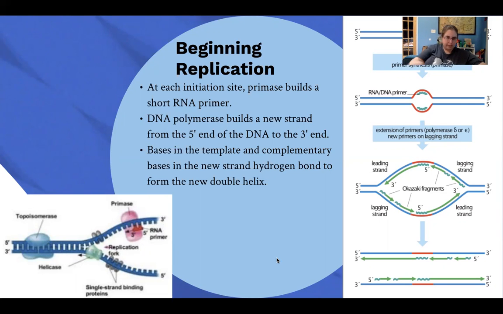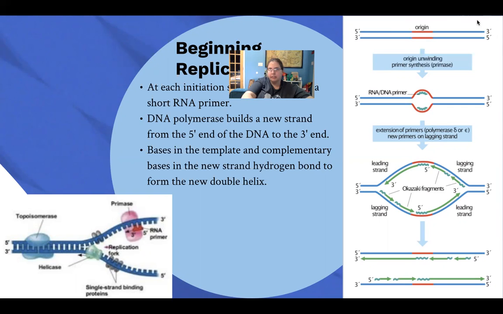So let's see, here we have, I'm going to move my camera for a moment, we'll look at this picture on the right. So this is the origin, helicase will unwind it like that, and then primase will come in and build these primers. Then the next part is DNA polymerase. It'll attach to the primers and start building them.